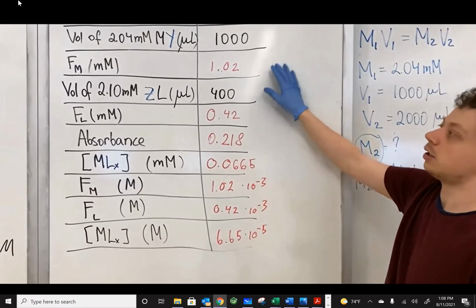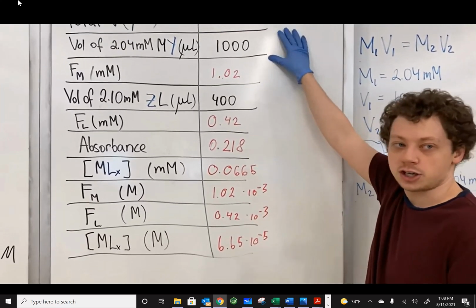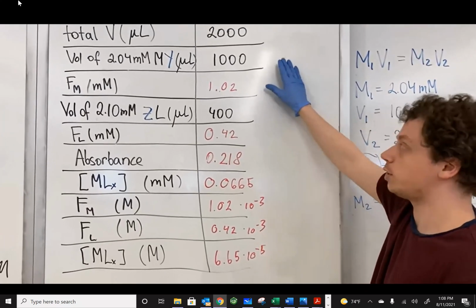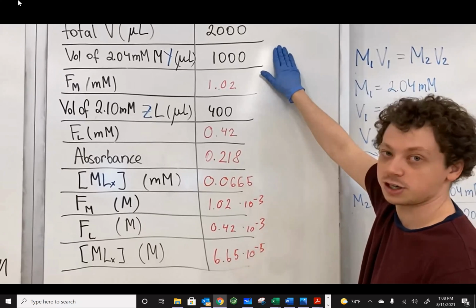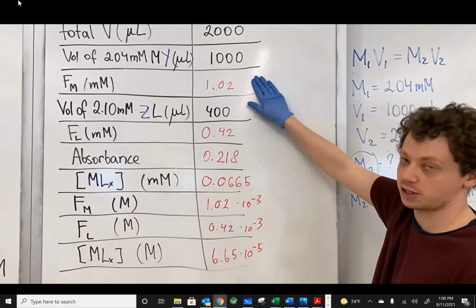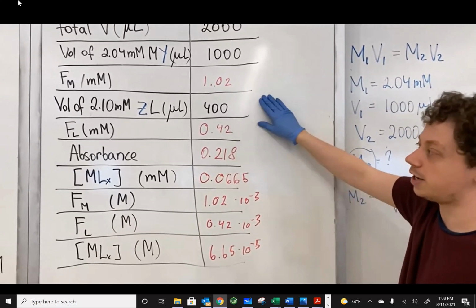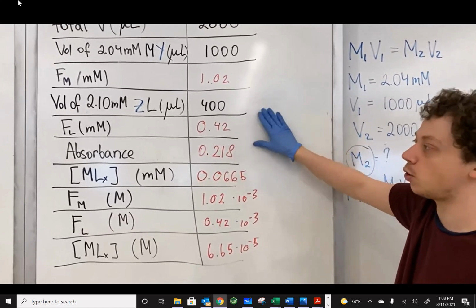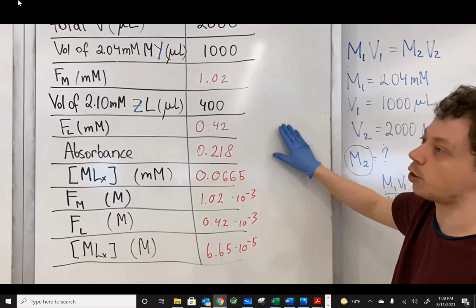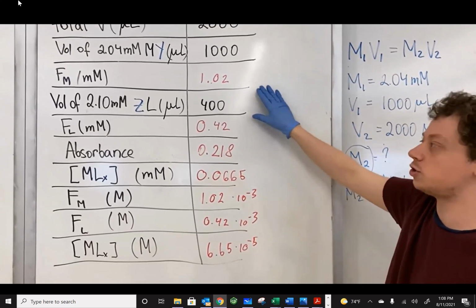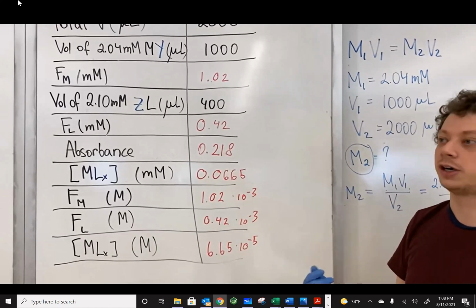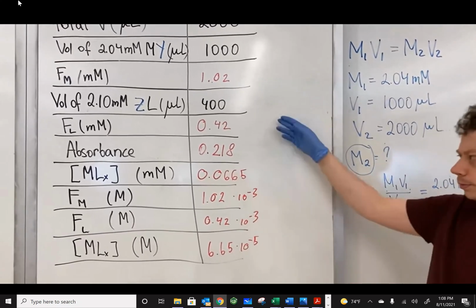Now, for the metal between each test tube, the concentration should not change. We do not change the amount of metal we put in each test tube, and therefore the concentration at the end will stay the same. Our ligand, however, does vary. So this concentration is only going to be correct for test tube number 2. You will need to do successive calculations for test tubes 3 and 4 and I believe 5.